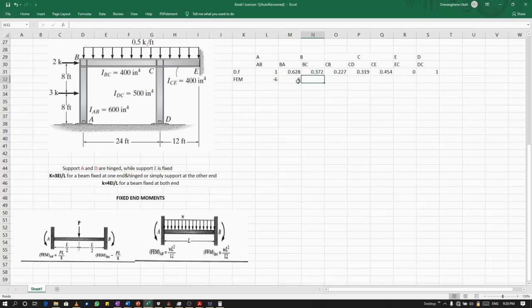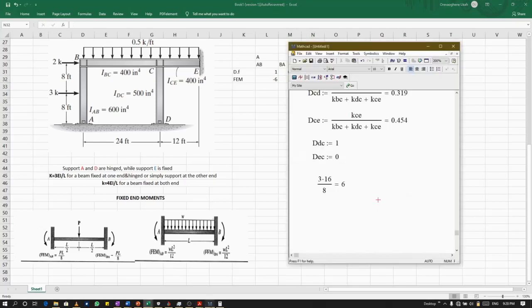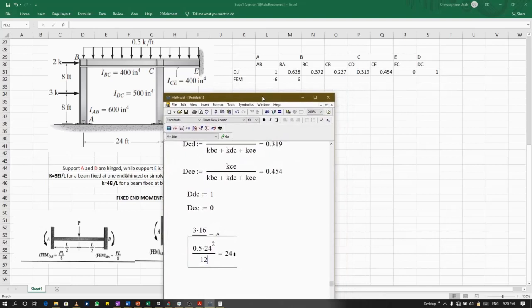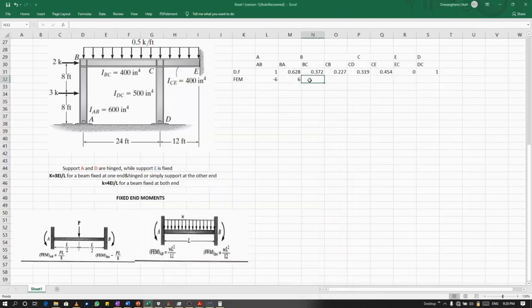So for BC, let's come back here and do a little bit of calculation. From here we can see we have WL squared over 12. Here our W is 0.5, times our length, 24, squared, all over 12. So that's 24. BC is 24.